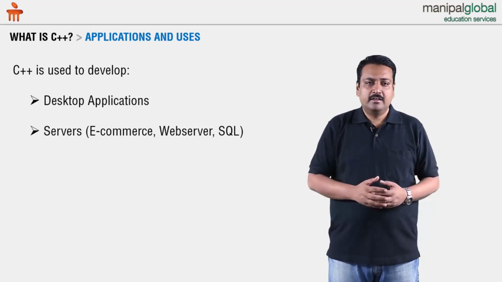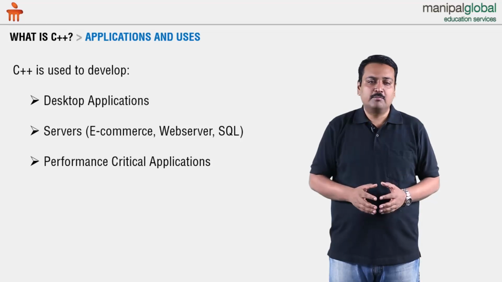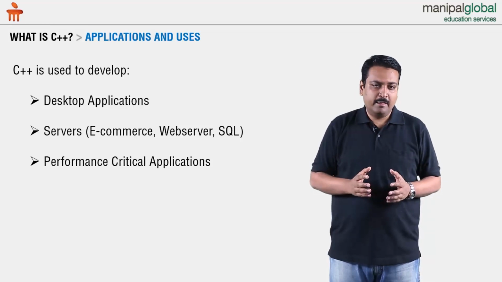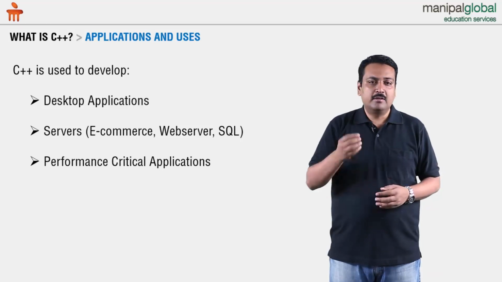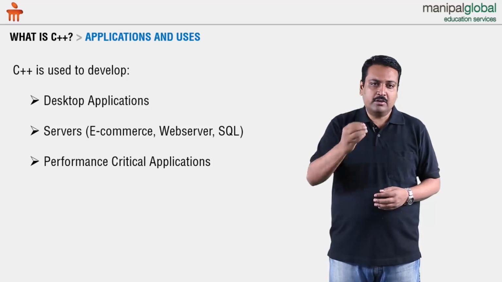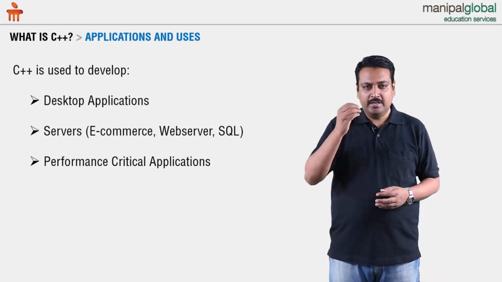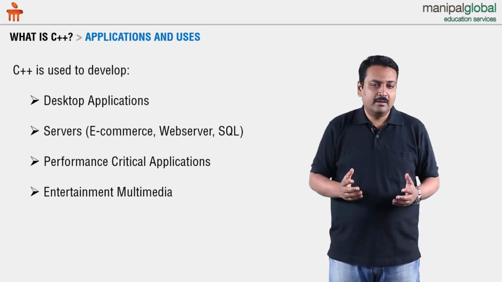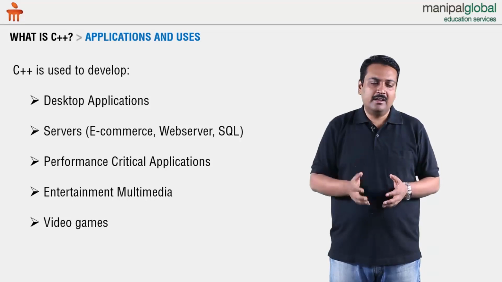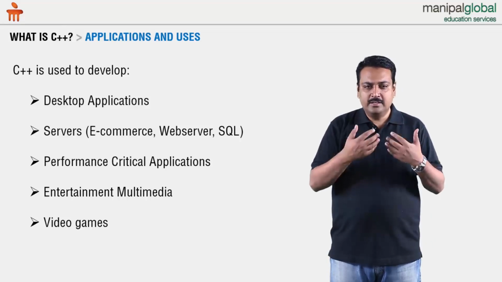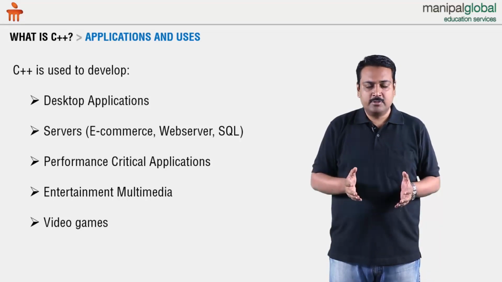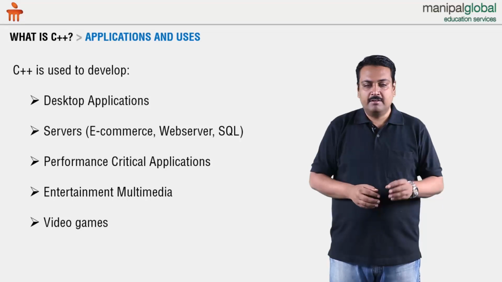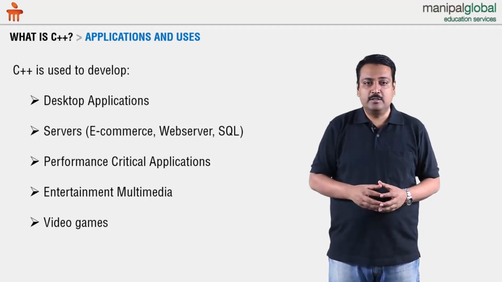Another area where this language is used is in performance critical applications, where we count the time and throughput in terms of milliseconds. So stock exchange based applications, applications that have to run within a car, or entertainment multimedia applications. These applications require fewer resources, and these resources are not available in certain kinds of hardware scenarios. So when that is the requirement, we prefer to use a language like C++.